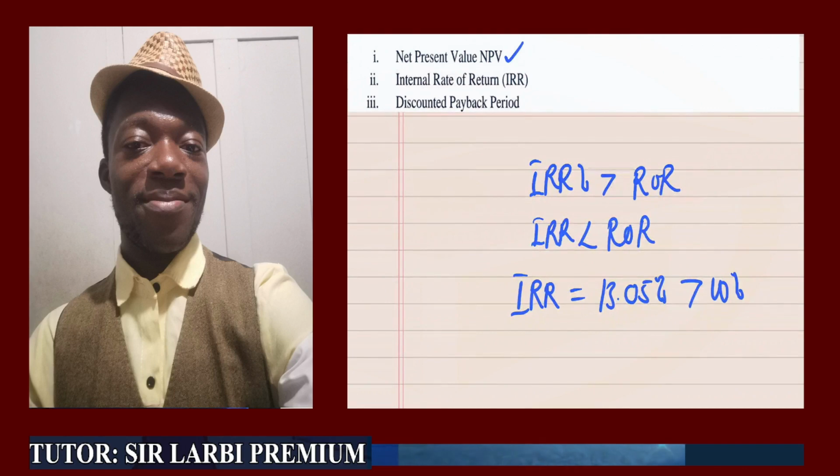So this is how we calculate the internal rate of return using the capital budgeting technique to appraise an investment.